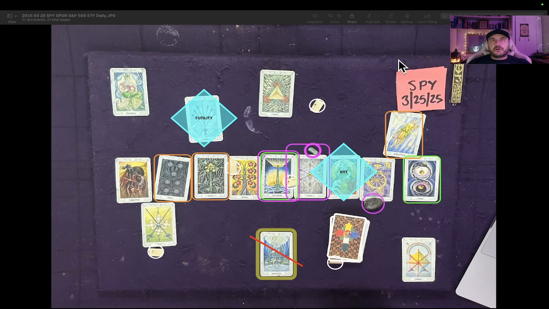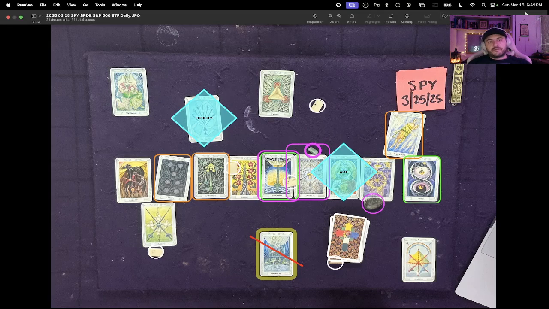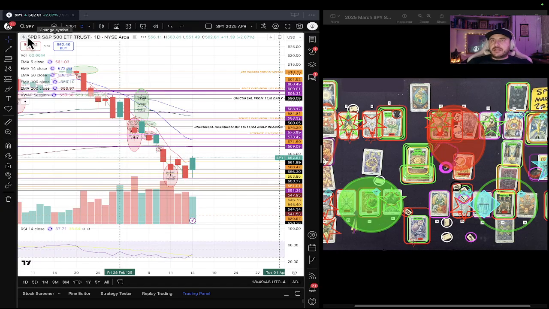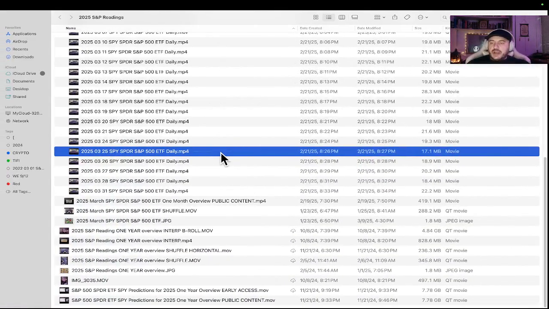This is the S&P 500 SPDR ETF SPY one-day reading for March 25th, 2025. It's currently March 16th, 2025, 6:49 p.m. Eastern Time. SPY at the time of this reading is $562.81 USD. And the shuffle video for the March 25th reading was created on February 21st, 2025 at 8:26 p.m. Eastern Time.